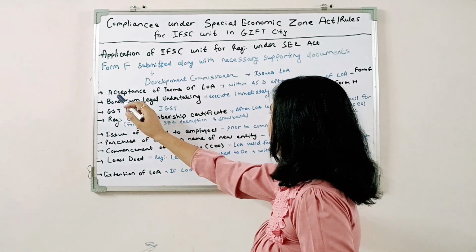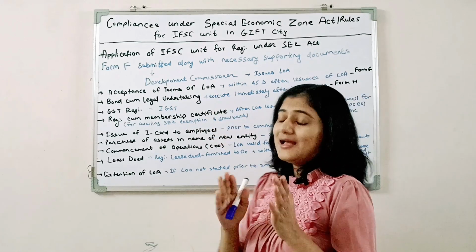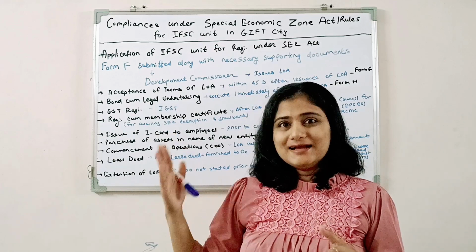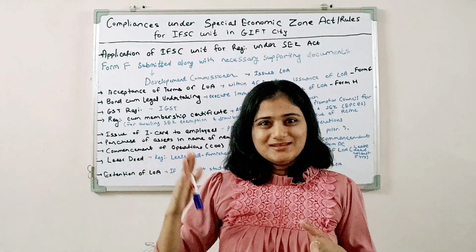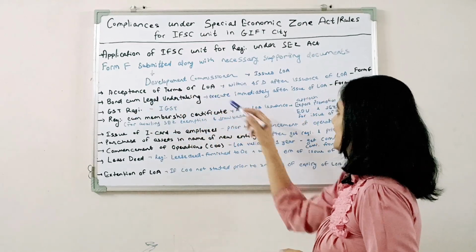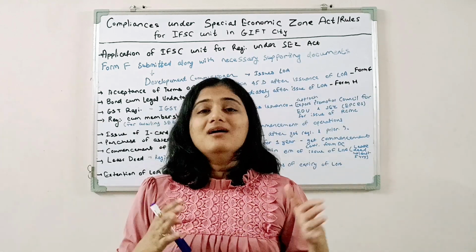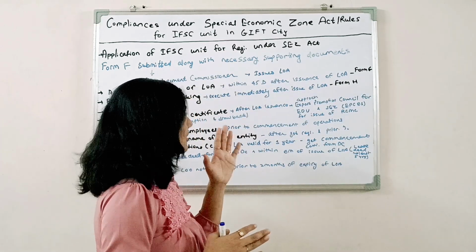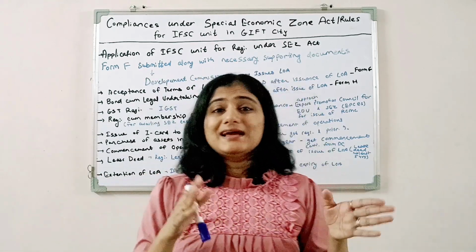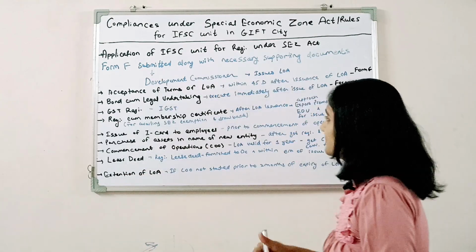Okay, next, acceptance of terms of LOA. So yeah, I am not going into the detailed part of every topic. You can check the FAQs or the guidelines or instructions provided on the website. Okay. Next, acceptance of terms of LOA. Once LOA is issued by the DC, that is Development Commissioner, the unit has to accept the terms and conditions of the LOA. The timeline is within 45 days from the date of issue of the LOA.